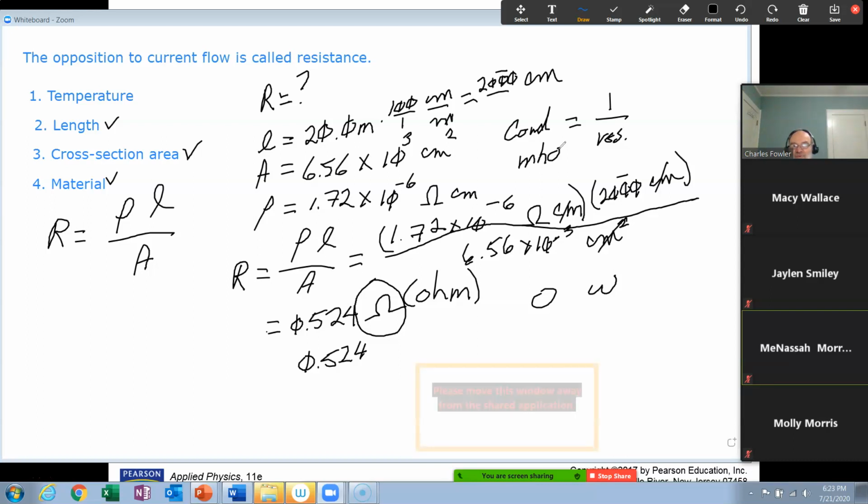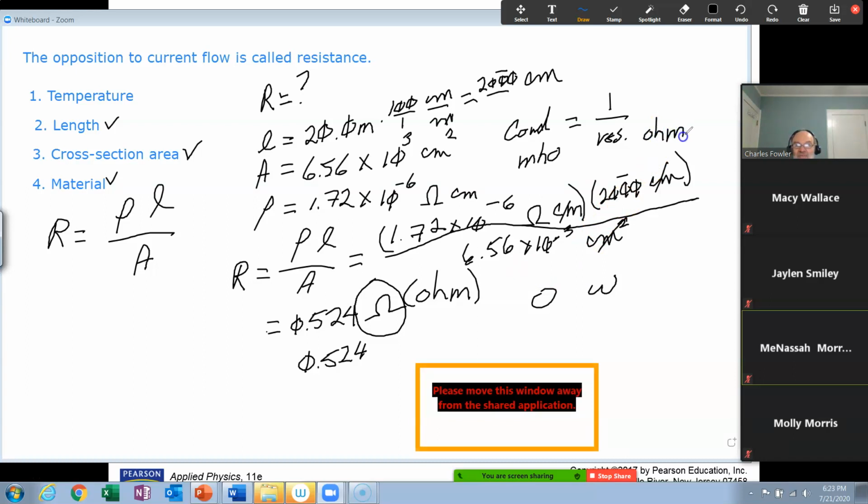It's 1 over resistance. Resistance is measured in ohm. So since it's 1 over that, they just spelled ohms backward. Can you believe that? They made up a word. That's nobody's word in any language at all. They just named it a mho because it's 1 over ohm.